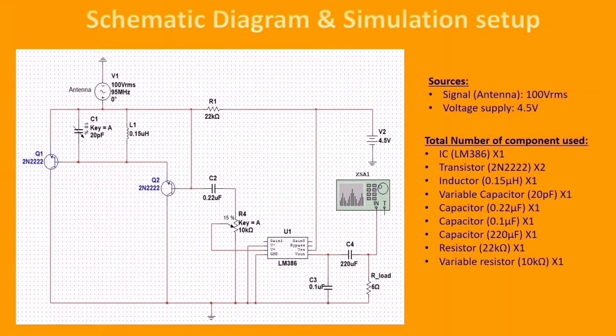So this is my schematic diagram. I will talk about the operation of my schematic diagram on the next slide. And the right-hand side shows the total number of components that I use. And the reason that I chose the LM386 op amp is because it is a low voltage audio amplifier and it is suitable for battery powered devices. And the whole circuit is powered by a 4.5 volt battery.